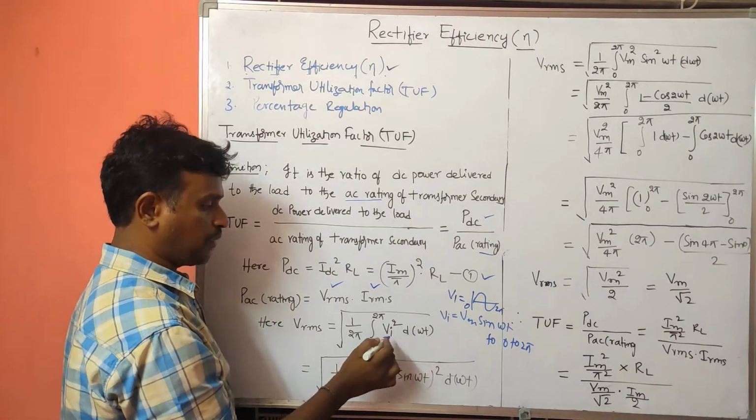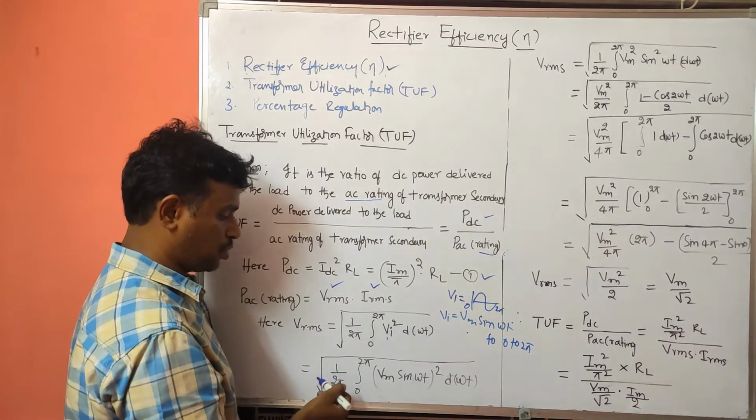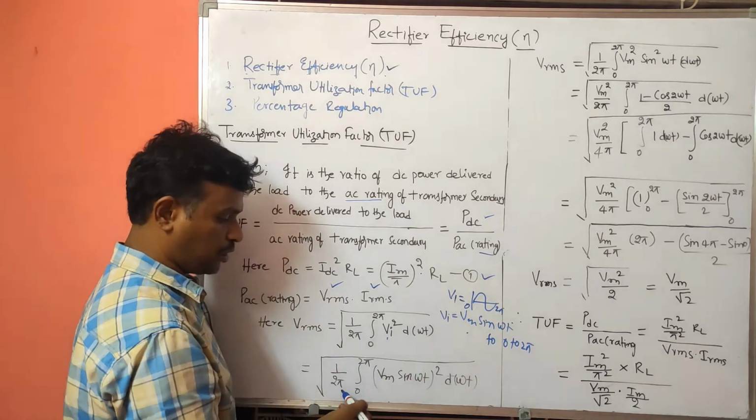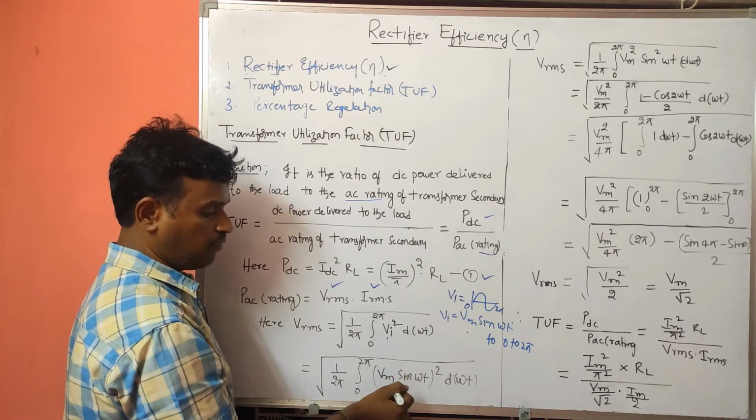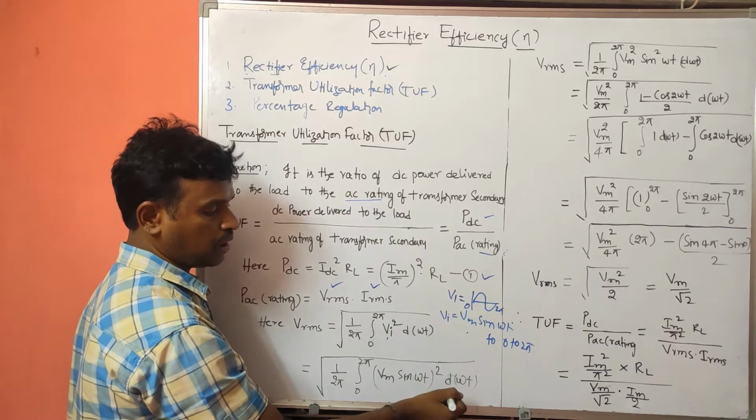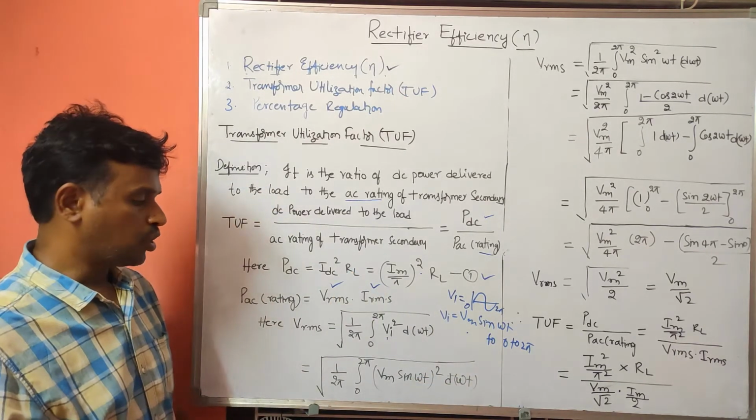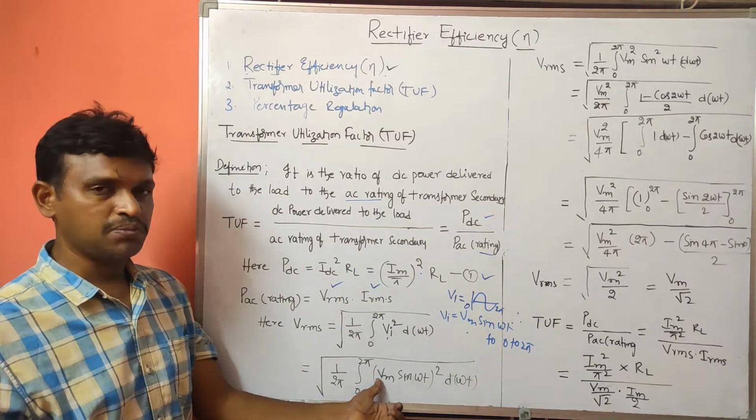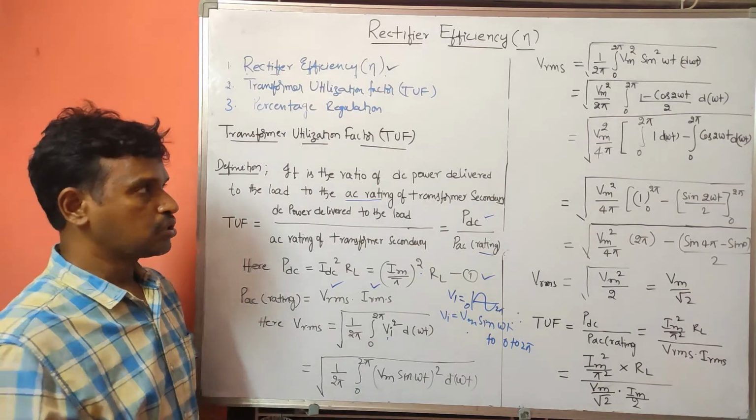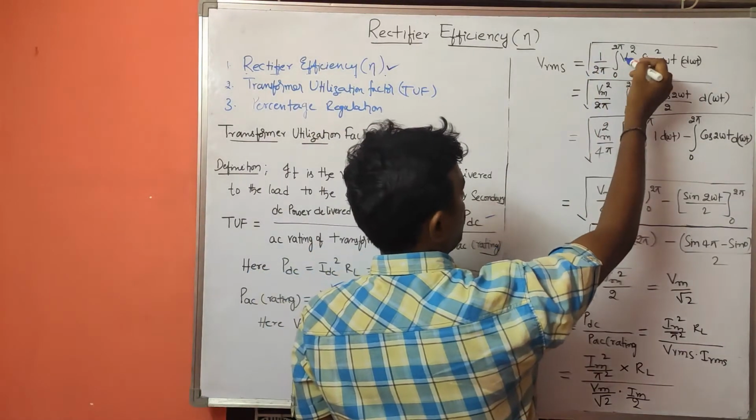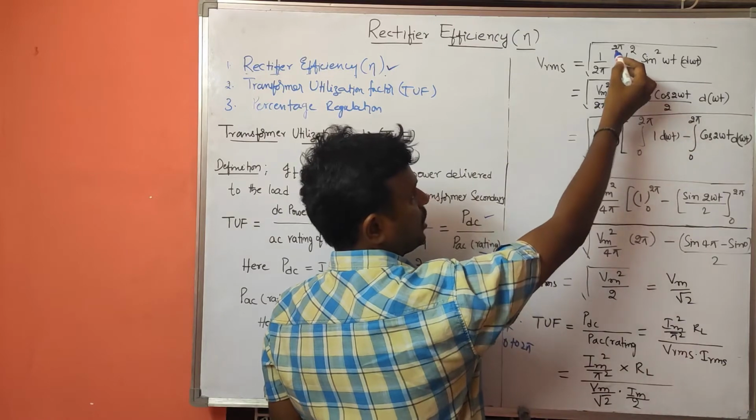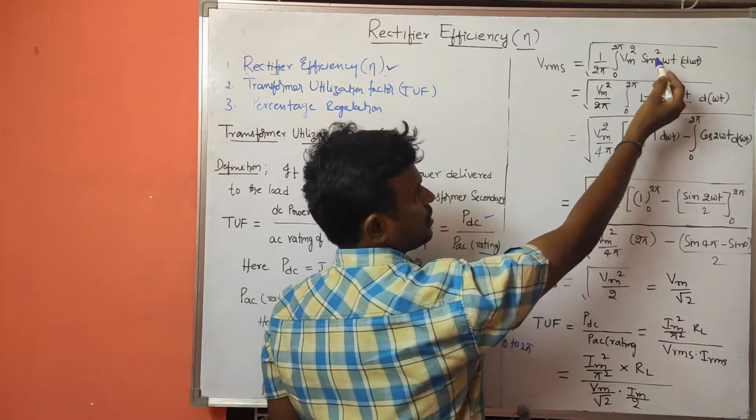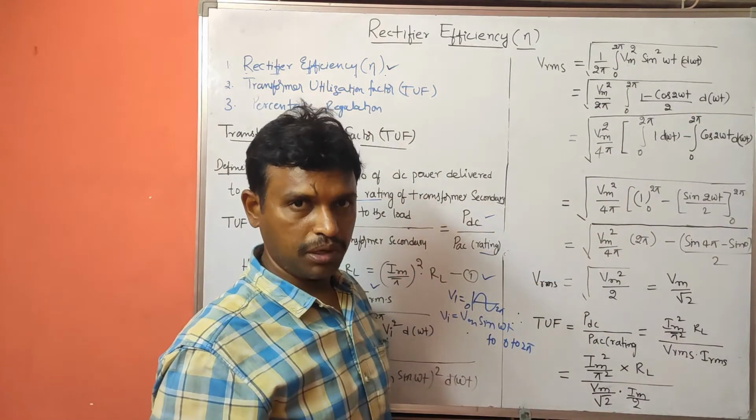So I am substituting this value. It becomes square root of 1 by 2 pi integral 0 to 2 pi of Vm sin omega t whole square d omega t. Here we will get Vm square sin square omega t. Therefore it is square root of 1 by 2 pi integral 0 to 2 pi Vm square sin square omega t d omega t.